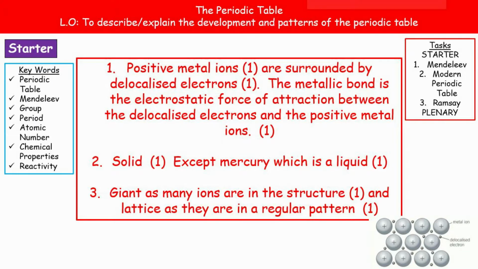Question 2, at room temperature most metals are solid, 1 mark, and if you picked up on the exception of mercury being a liquid, you get a 2nd mark there. Then the final one, in terms of our structure, it's giant because many ions are present in the structure, and a second mark for saying it's a lattice because they're in a regular pattern. So that's a total of 7 marks for today. So add up your scores out of 7 and write your total in your book.